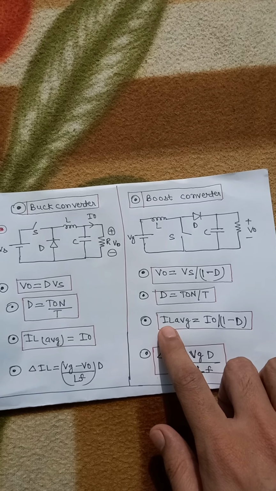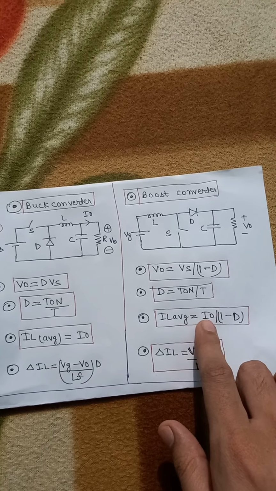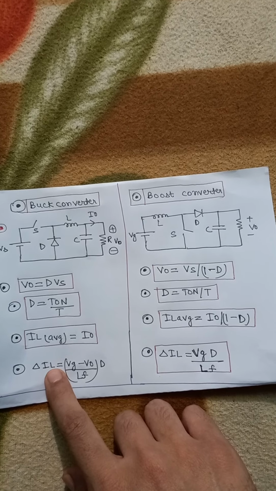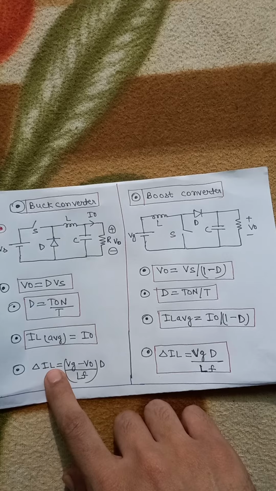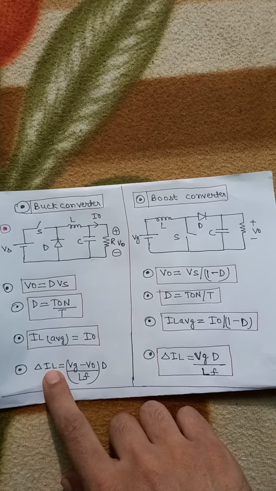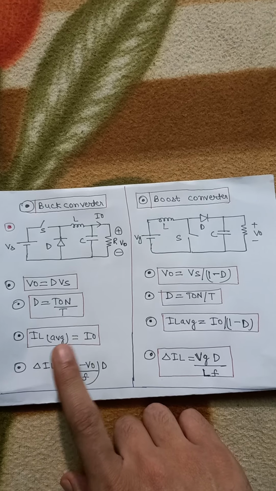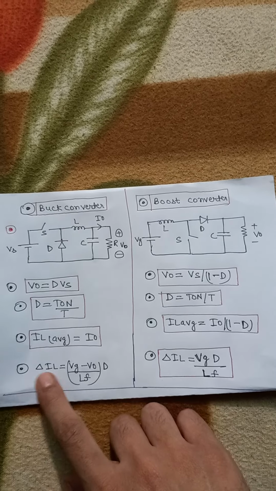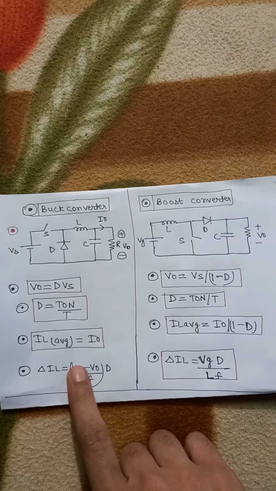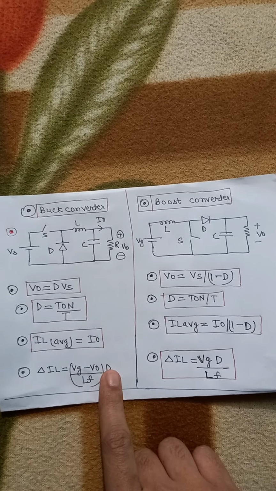And IL average, again the average value of inductor current, is equal to I0 upon 1 minus D. I0 is again the load current, that is constant. Del IL is the ripple in inductor current. Ripple is normally considered as fluctuations in the current or voltage. Here del IL means ripple in the inductor current, which is denoted as I maximum minus I minimum, meaning the maximum value of inductor current minus the minimum value of inductor current gives you the ripple current, del IL, which is usually given as Vg minus V0, that is input voltage minus output voltage, upon inductor value into frequency into duty ratio in the buck converter.